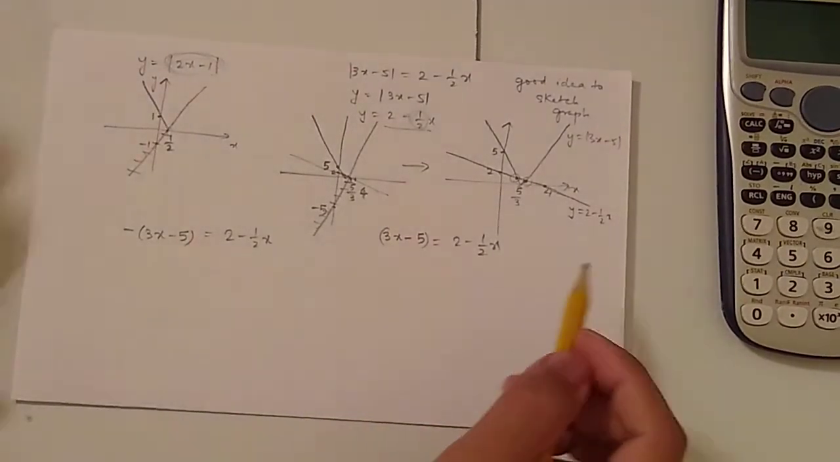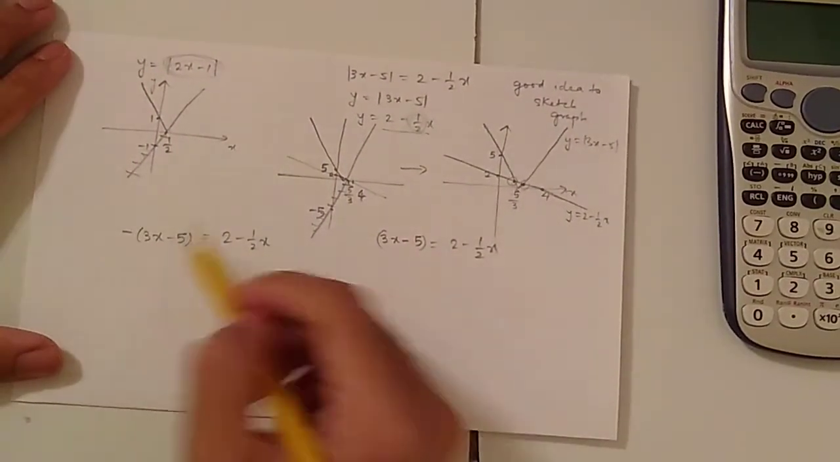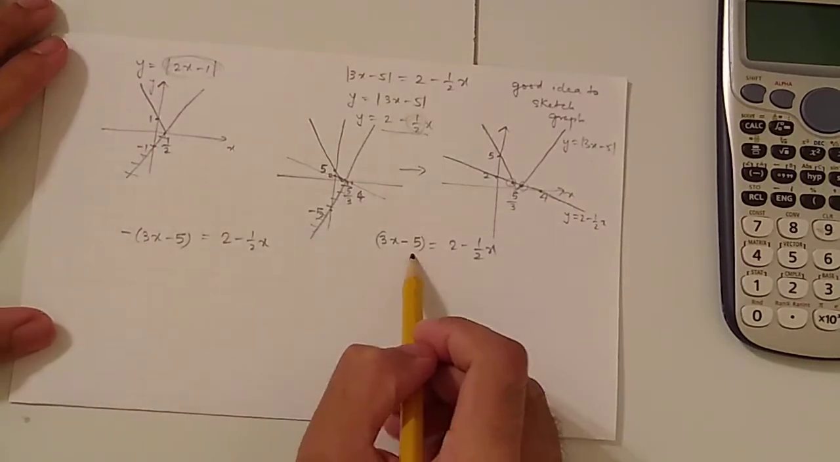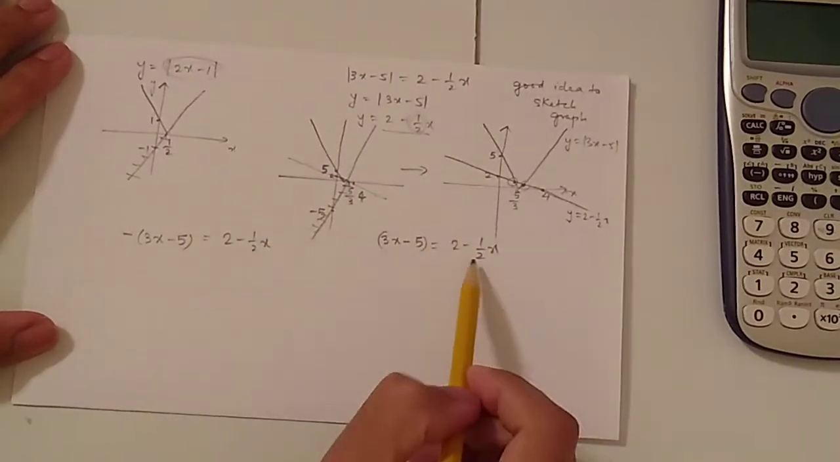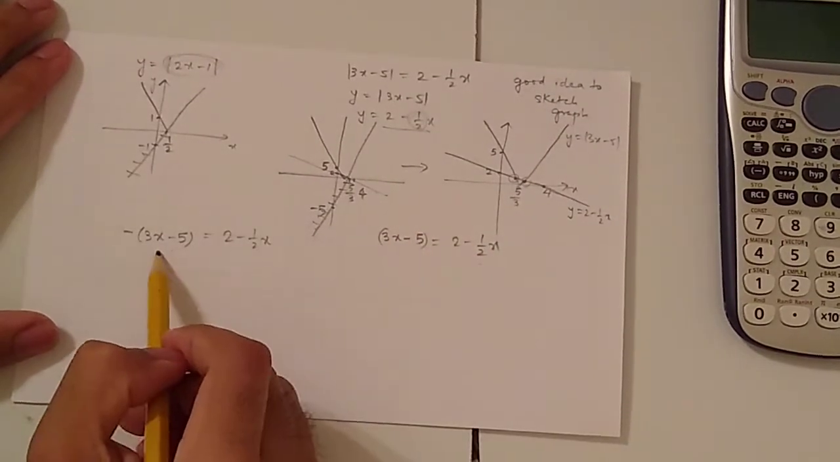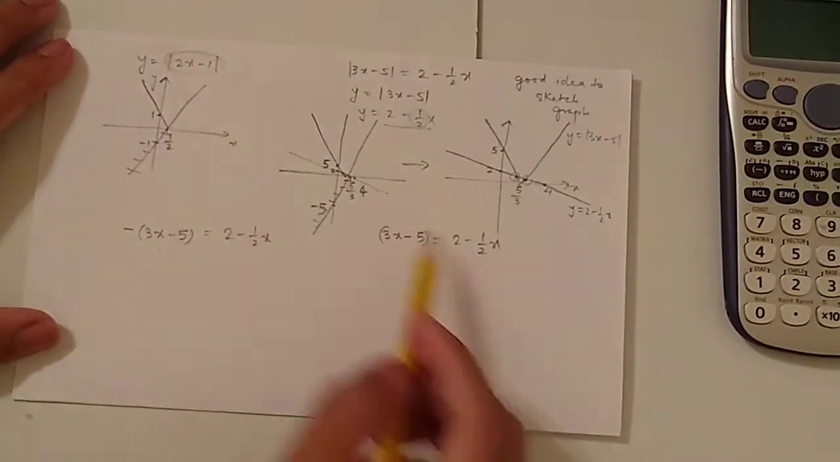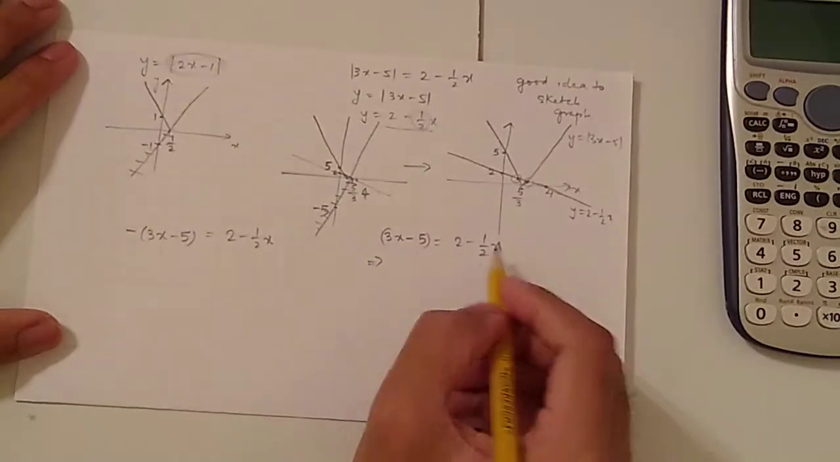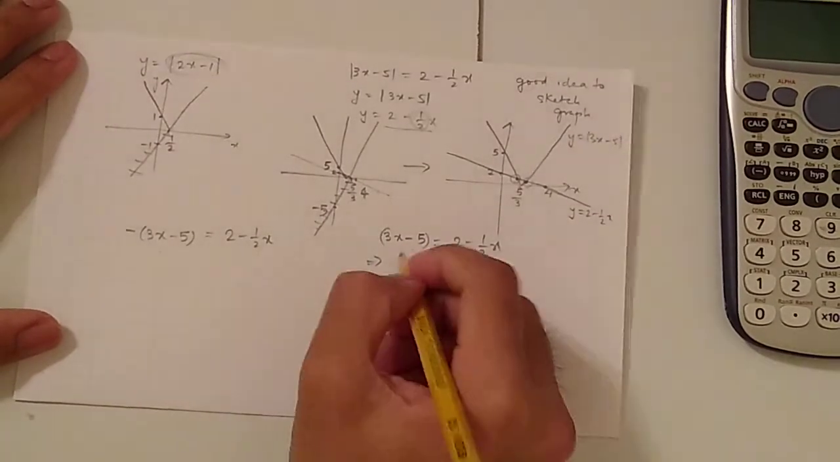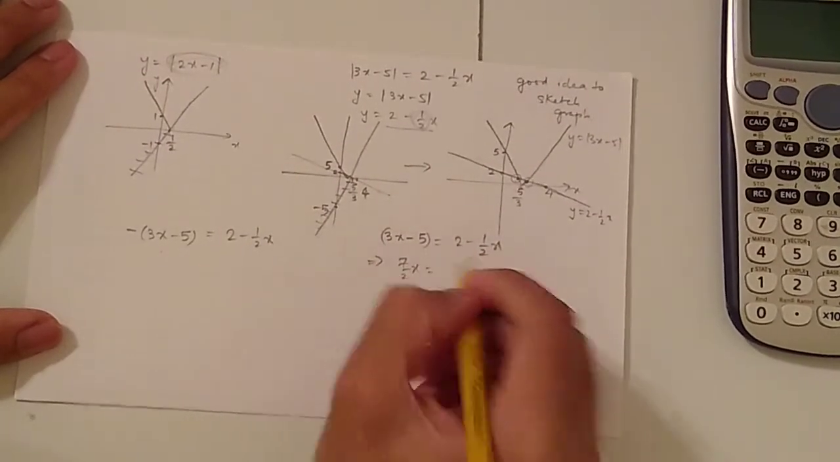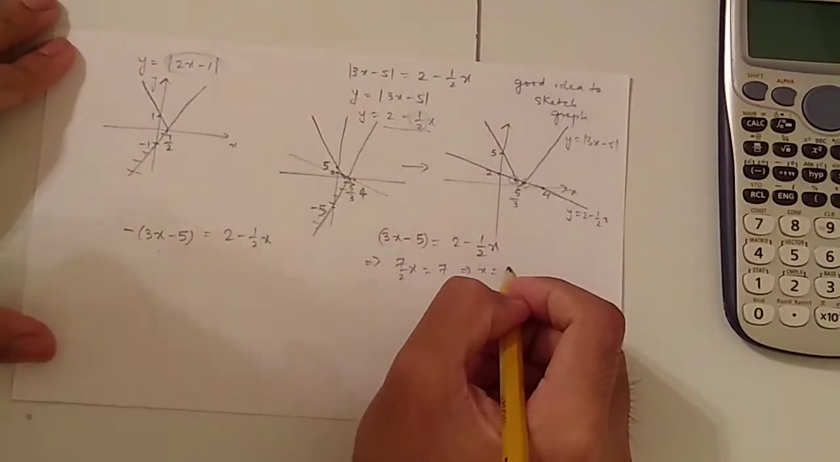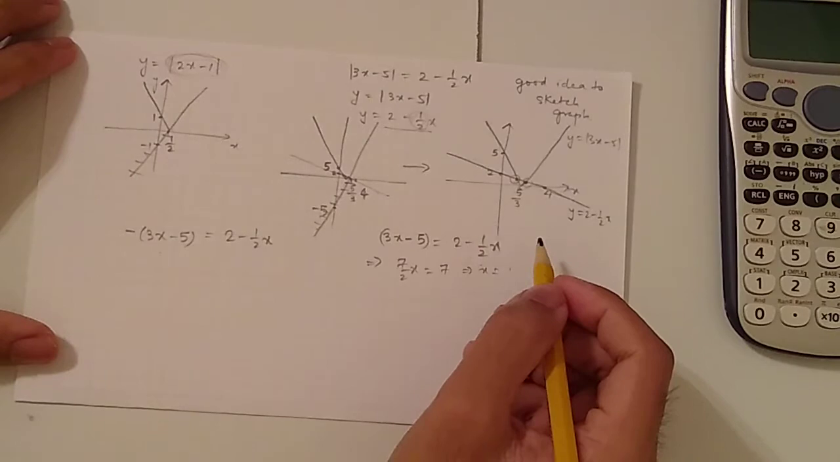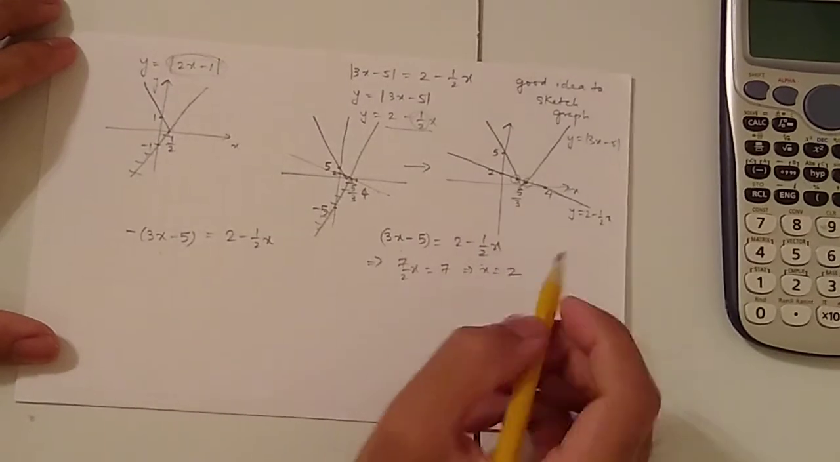Okay, so now we can solve both these equations. Whenever you have the modulus symbol, 3x minus 5 the whole modulus, you're going to have 3x minus 5 to solve one equation, and you're going to have minus of 3x minus 5 to solve the second equation. From this equation you get 7 by 2 x is equal to 7, and x is equal to 2.